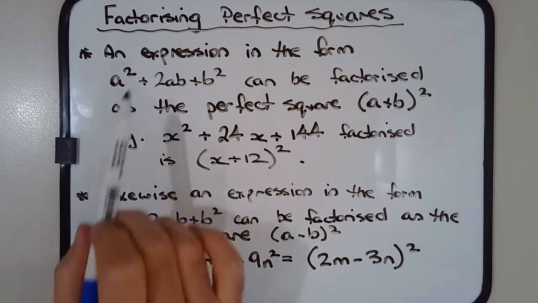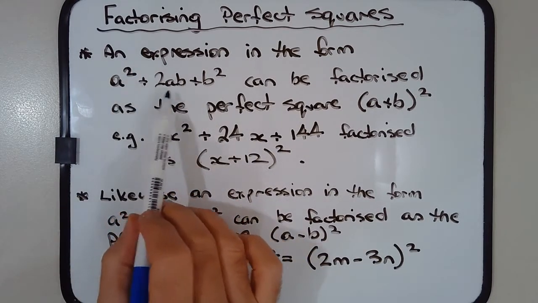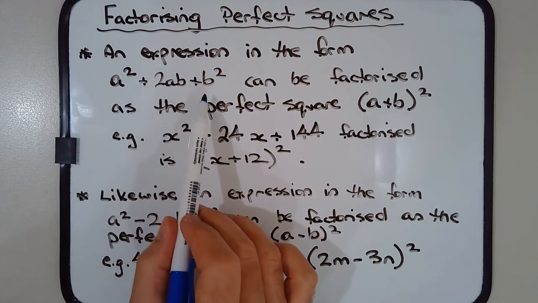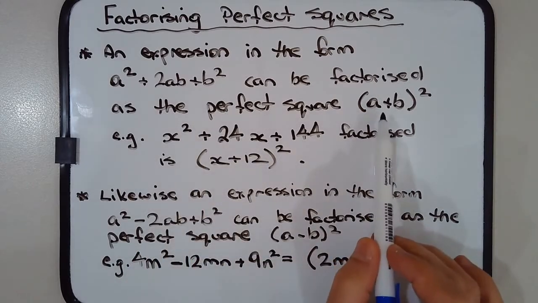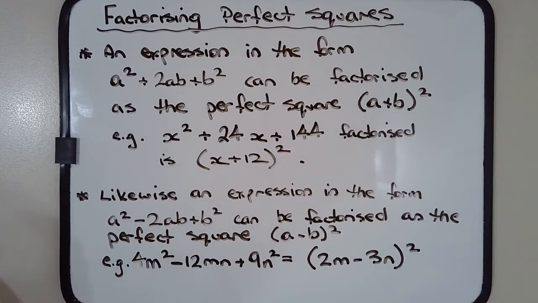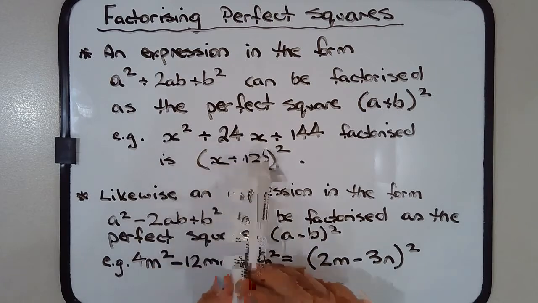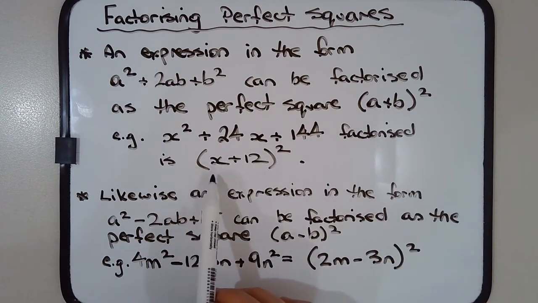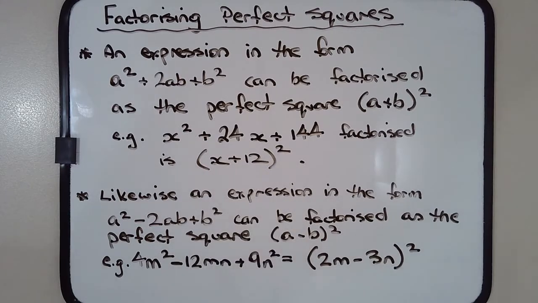Let's reverse that. Let's say we have an expression in this form, a squared plus 2ab plus b squared. This can then be factorized. In other words, we're going to bring the brackets back in as the perfect square, a plus b all squared. As an example, if we're given the expression x squared plus 24x plus 144, when we factorize that, it's the expression x plus 12 all squared, and that's in factorized form.